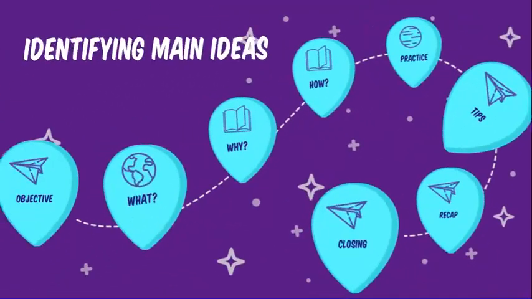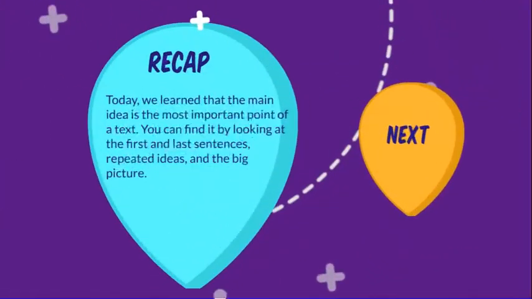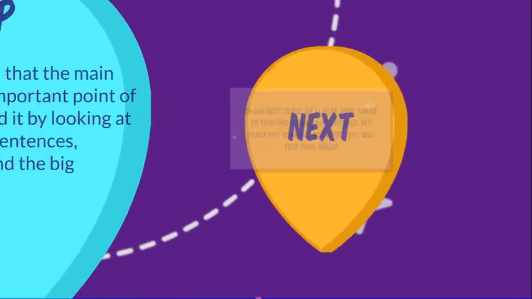Now, let's recap what we have studied in this video. Today, we learned that the main idea is most important point of a text. And we have also seen that you can find it by looking at the first and last sentences, by looking at repeated ideas and the big picture of the paragraph.